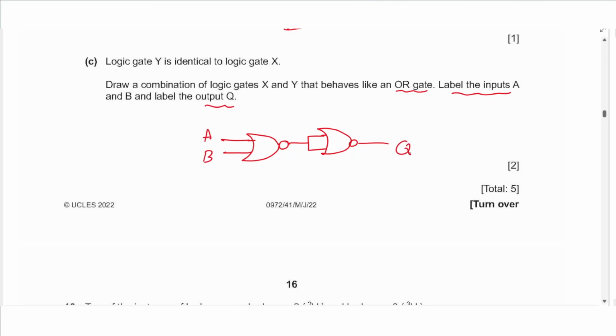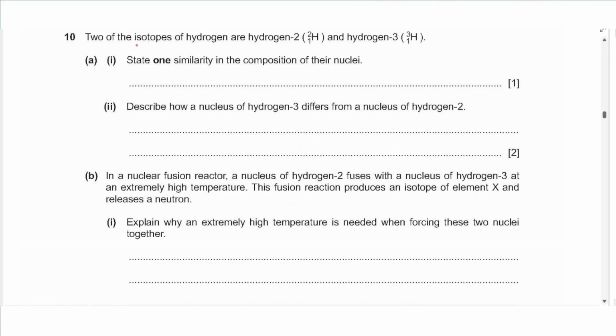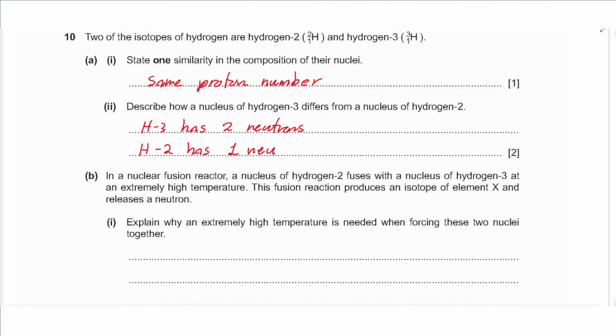The next question says two of the isotopes of hydrogen are hydrogen 2 and hydrogen 3. State one similarity in the composition of their nuclei: same proton number, or both have one proton. Describe how a nucleus of hydrogen 3 differs from a nucleus of hydrogen 2. We can say that hydrogen 3 has 2 neutrons, hydrogen 2 has 1 neutron, or that hydrogen 3 has 1 more neutron than hydrogen 2.